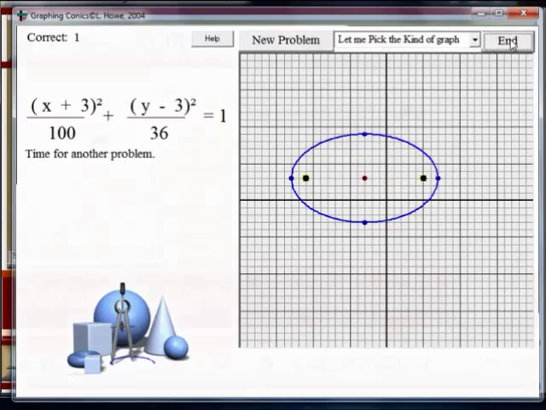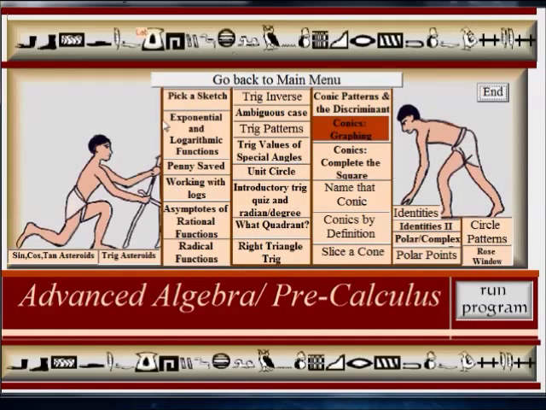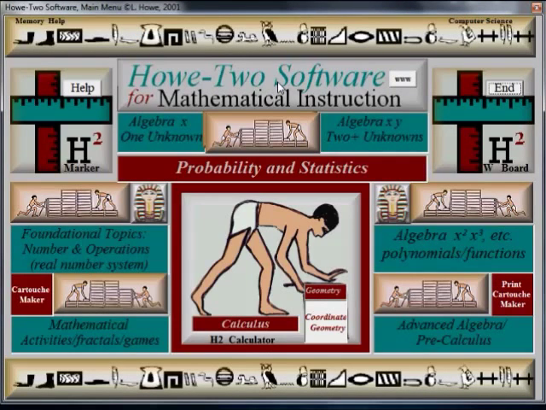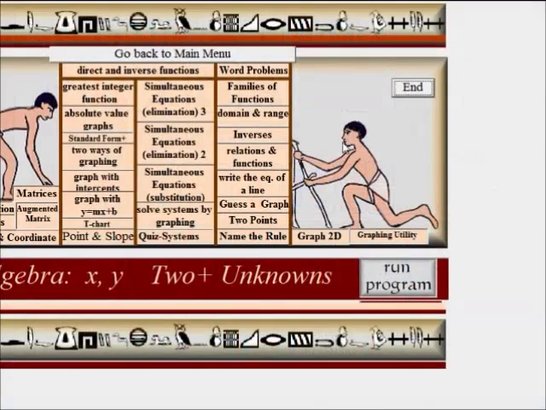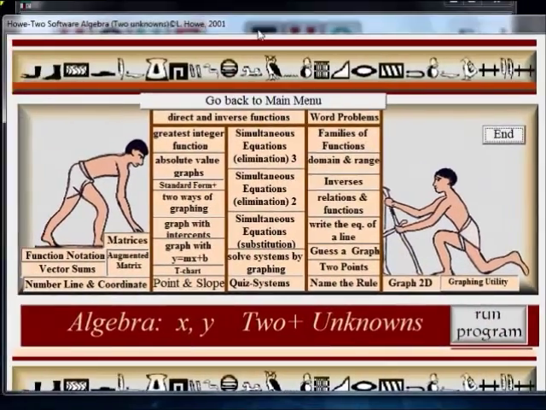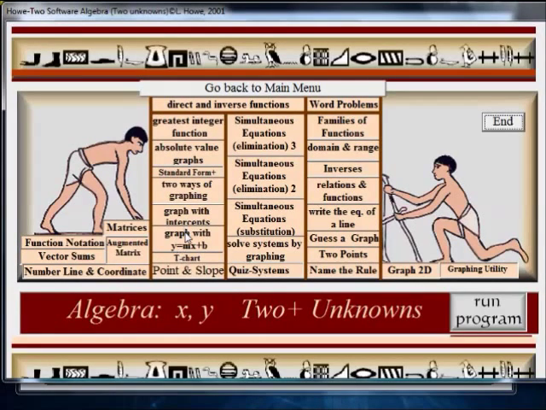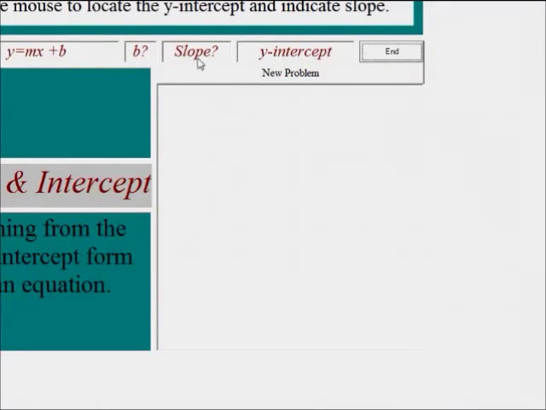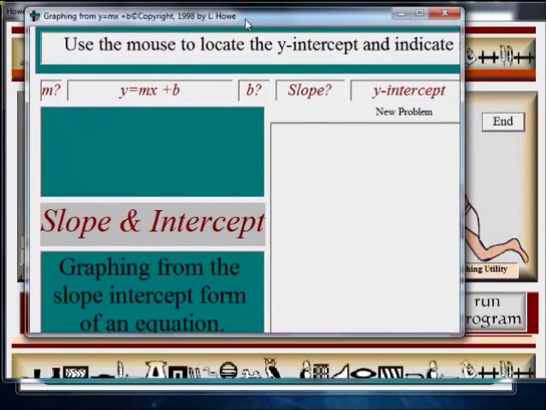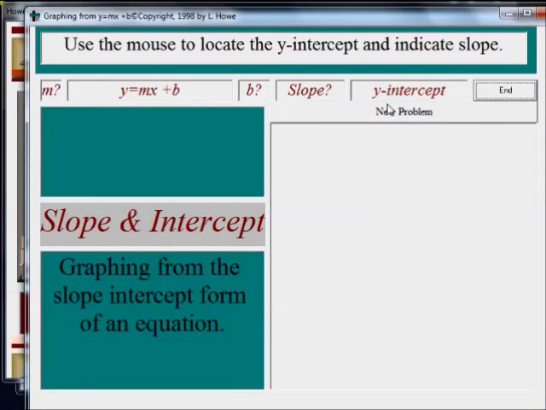When we close out of this, we go back to the menu for advanced algebra, and you can see the number of activities, advanced activities. We go back to the main menu. If we were looking for algebra with 2 unknowns, something simpler, and we wanted to have students learn how to graph y equals mx plus b, we go graph y equals mx plus b, and we can see, let's see, present a new problem.